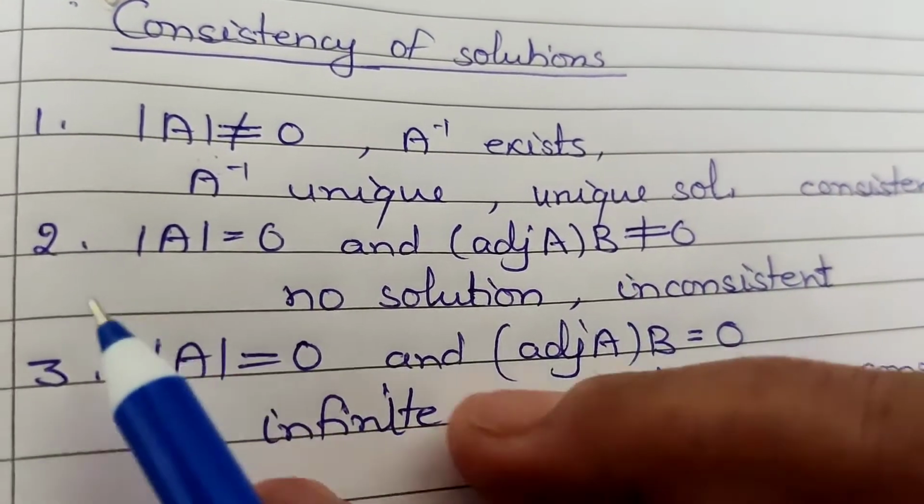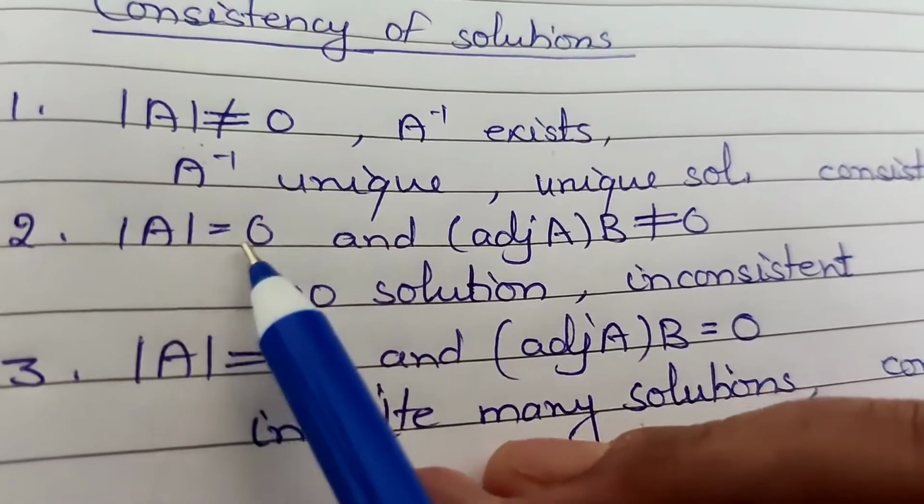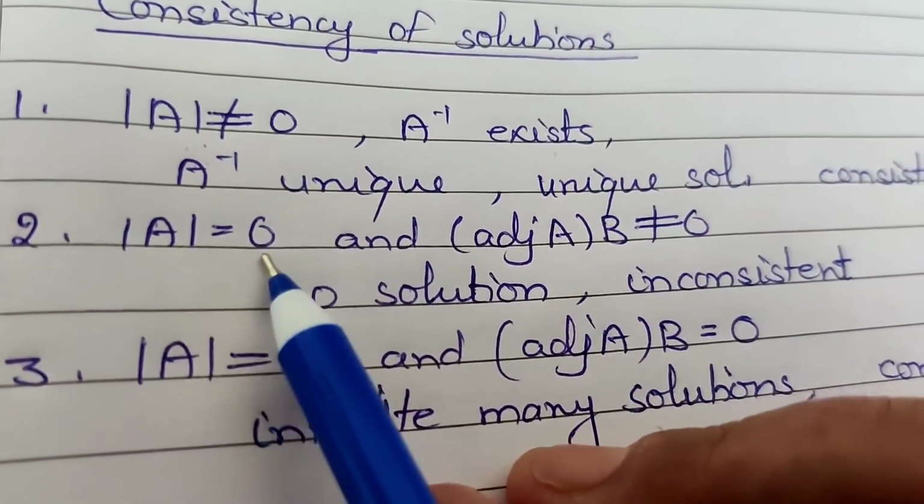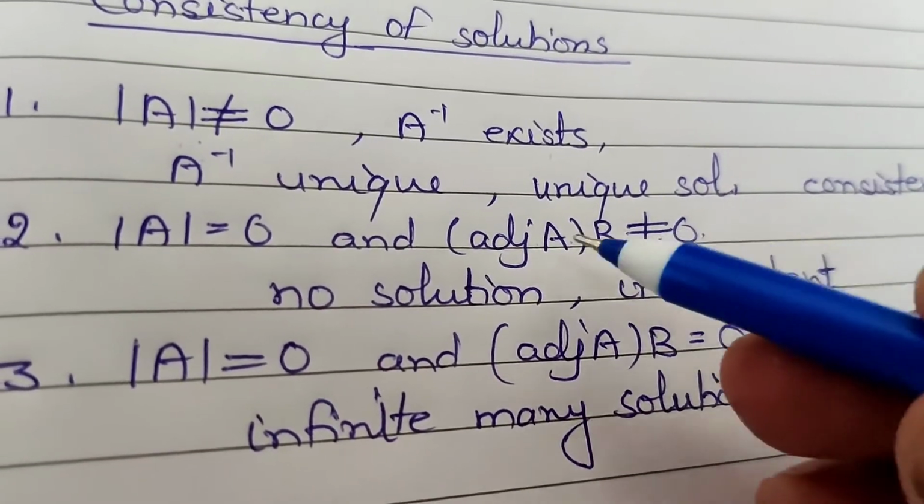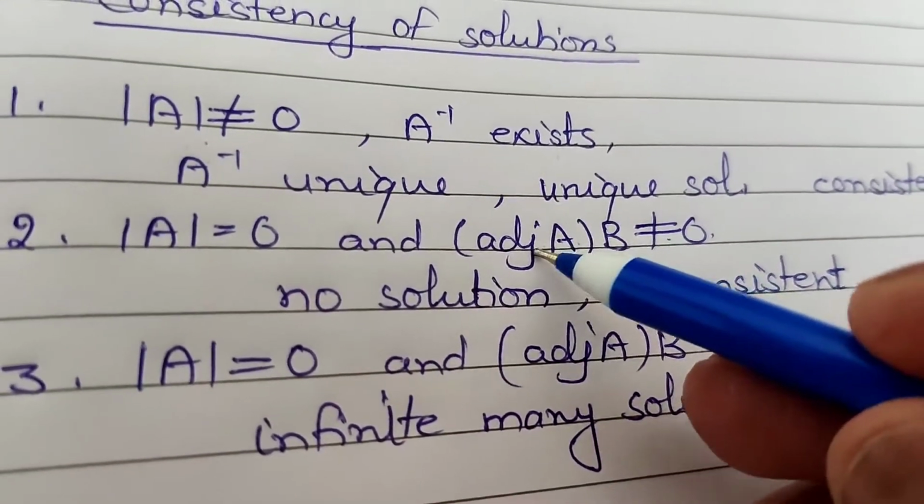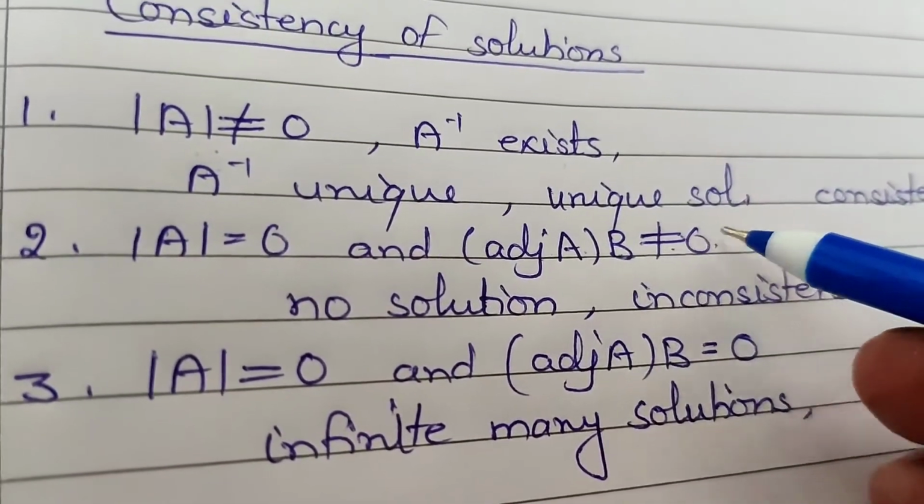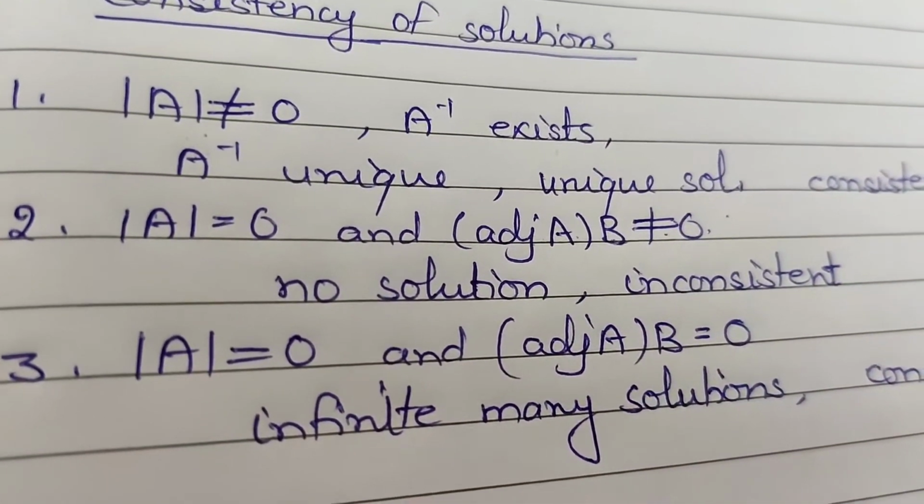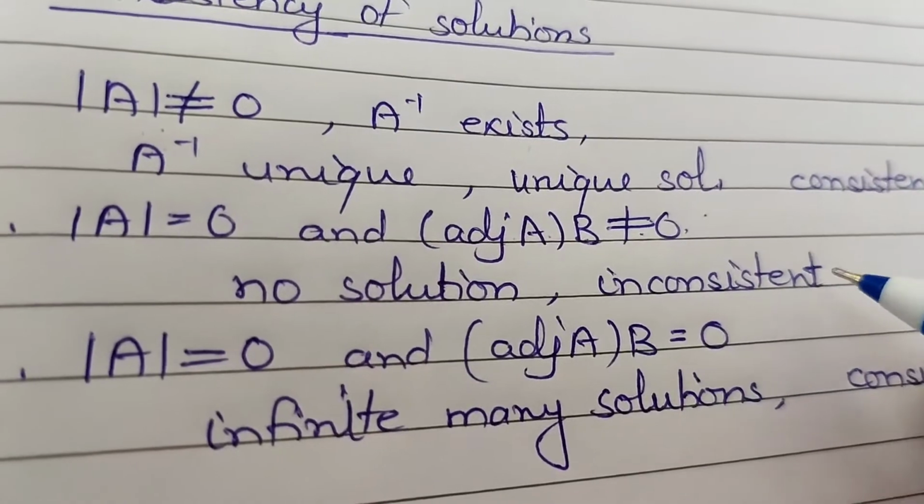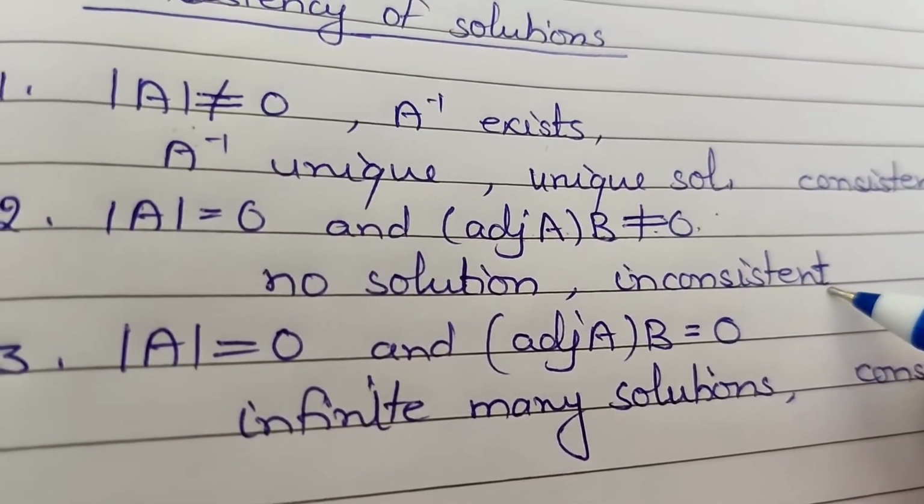The second condition is this: if determinant A equals 0, and adjoint of A into B is not equal to 0, then the equations have no solution. Then the equations are called inconsistent.